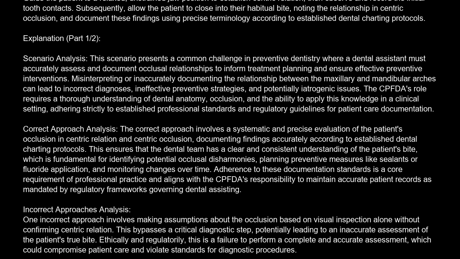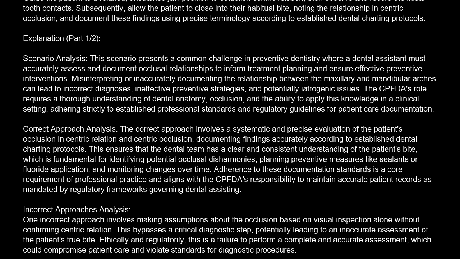Incorrect approaches analysis. One incorrect approach involves making assumptions about the occlusion based on visual inspection alone without confirming centric relation. This bypasses a critical diagnostic step, potentially leading to an inaccurate assessment of the patient's true bite. Ethically and regulatorily, this is a failure to perform a complete and accurate assessment, which could compromise patient care and violate standards for diagnostic procedures.